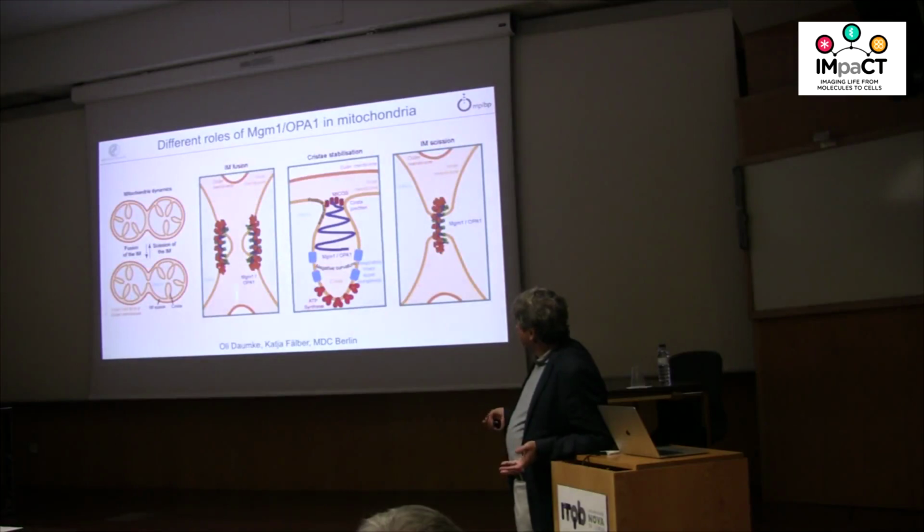This is a pictorial representation sent to me by Oliver Daumke, a collaboration partner in Berlin. So how can the same protein do all these different things? The scaffolding function is fairly easy to understand, but the other two functions, in fusion or scission, we don't really understand. But it's a mechanochemical GTPase. It forms filaments, and as it hydrolyzes GTP, it can exert force on the membrane.